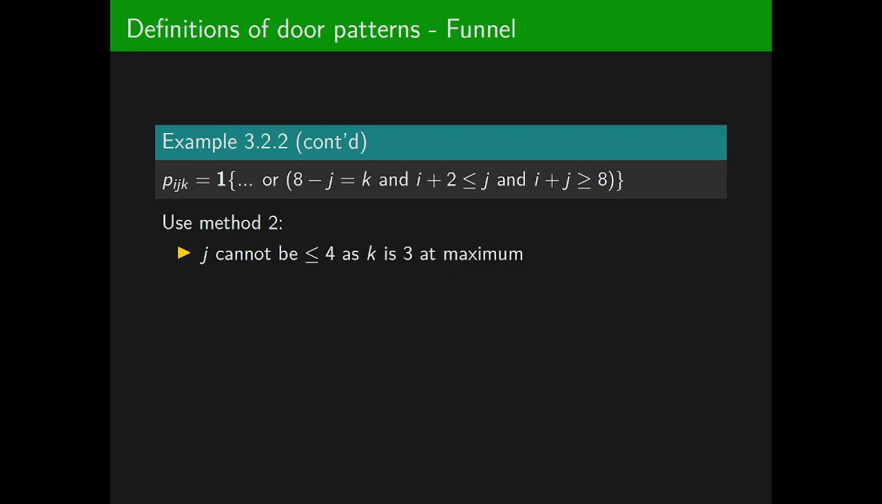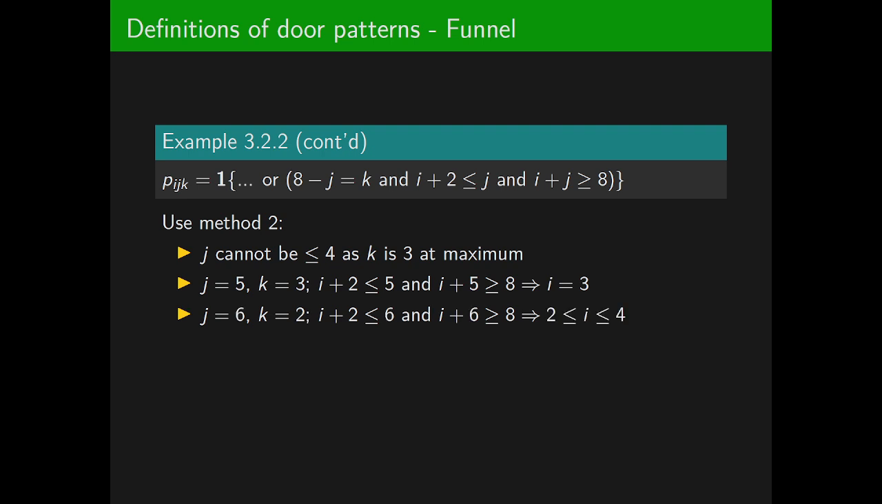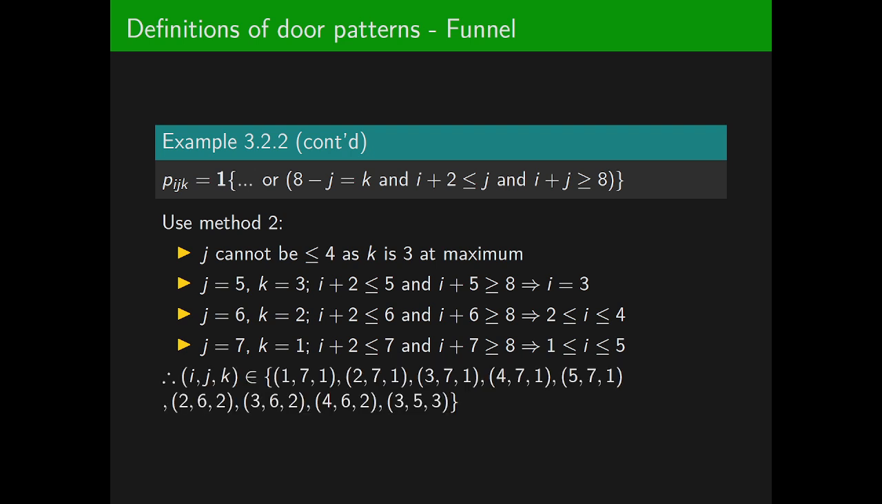Finally, for the last indicator, method 2, j cannot be less than or equal to 4 because k is 3 at maximum. Then j equals 5, k equals 3, this time 8 minus j equals k. So plug in, I can only be 3. And then j equals 6, k equals 2, I is between 2 and 4 inclusive. J equals 7, k equals 1, I is between 1 and 5 inclusive. Then the set looks like this.